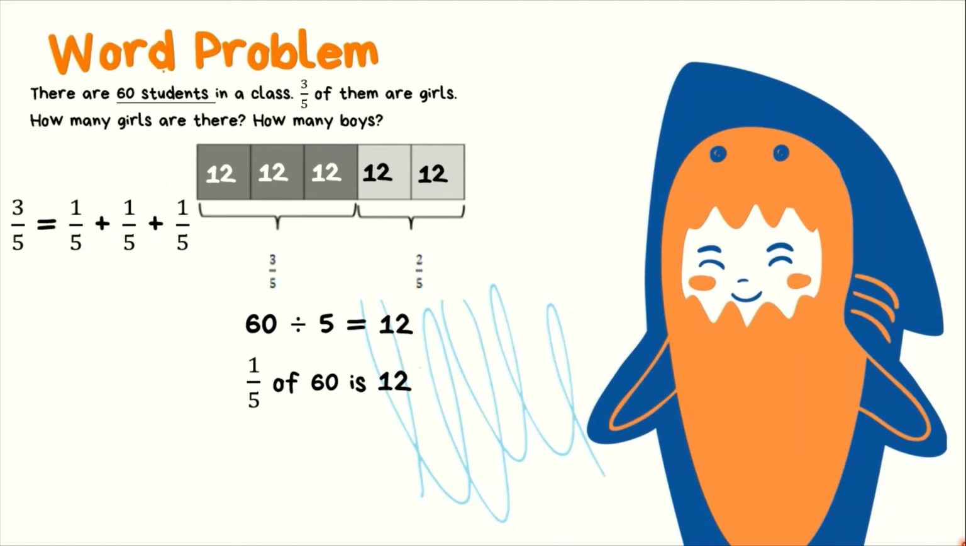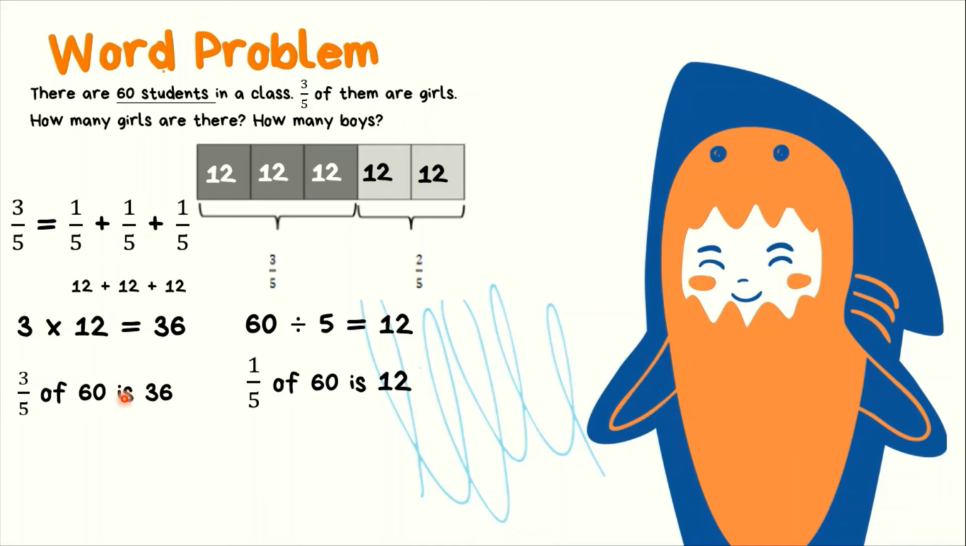Unahin natin ngayon yung girls. 3/5. Ang 3/5 tulad ng nabanggit natin kanina ay tatlong 1/5. So ito ay tulad din ng pag-a-add ng tatlong 12. Ito yung parte ng girls, 3/5. Or pwede rin na 3 times 12, because 3 times 12 is 36. 3/5 of 60 is 36.